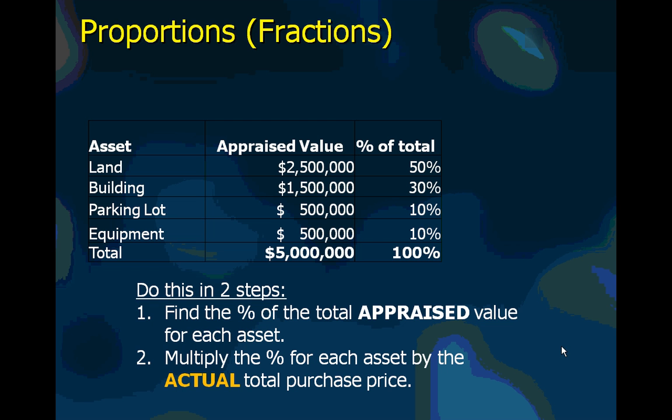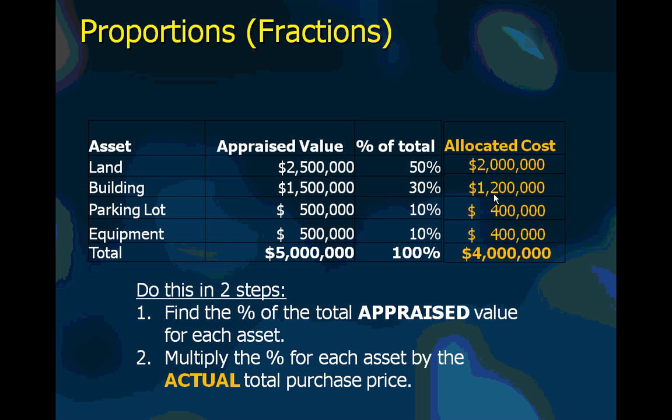They have to add up to 100. Okay, now next step, you're going to multiply the percent for each asset by the actual total purchase price. So I simply take 50% times what? What did I actually pay? I paid the 4 million. So 50% of 4 million is going to be 2 million.